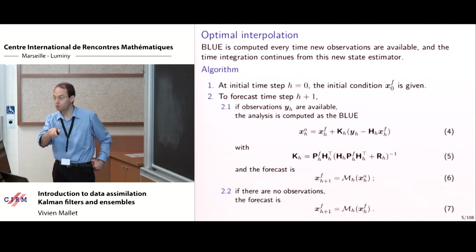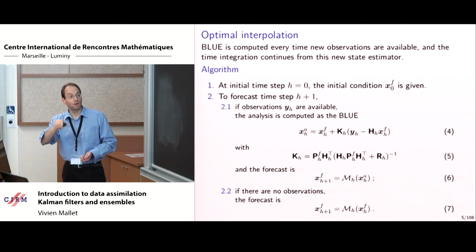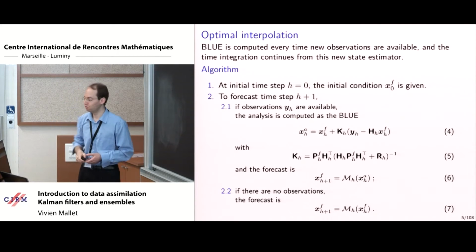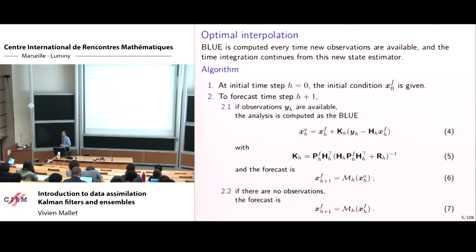You start from that new state, the analysis, which is supposed to be an improved state, and you let the model integrate until the next step h+1. Okay, so that's a sequential algorithm. If you have no observation at some point, you just let the model run. You start from the forecast you had. You can't make corrections on it, and then you move to the next step by applying the model to the state and letting it update the state. So that's the algorithm.